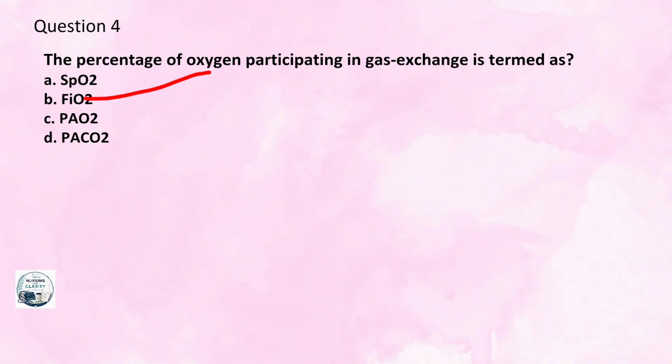So now we are going to see why the other options are wrong. Option A, SpO2, measures the percentage of hemoglobin saturated with oxygen. Option C, PaO2, measures the partial pressure of oxygen in arterial blood from an ABG, which measures how much oxygen has entered the blood, not the inhaled oxygen concentration. So we can't choose that option. Option D, PaCO2, measures the partial pressure of carbon dioxide in arterial blood. So the correct answer is FiO2.